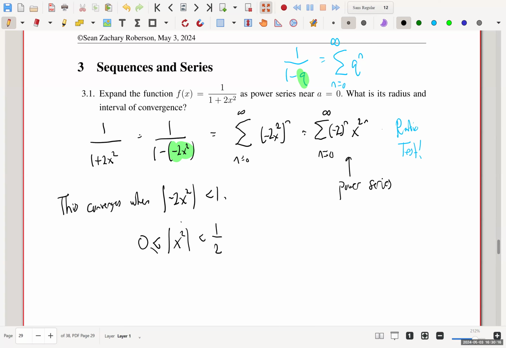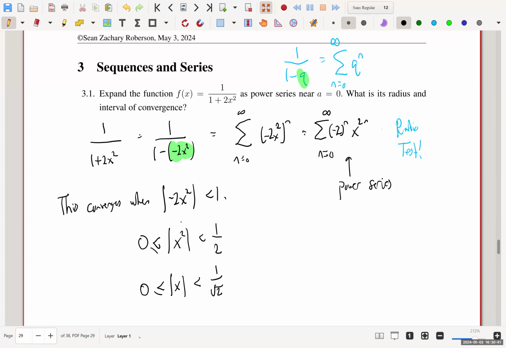Now, how do I undo squares? Let's take the square root. Very good. So we'll have that absolute x is less than 1 over square root 2, and is bigger than or equal to 0. That's your interval of convergence at the very least. We know it's going to converge at 0. If you plug in 0, it makes sense into the expansion.